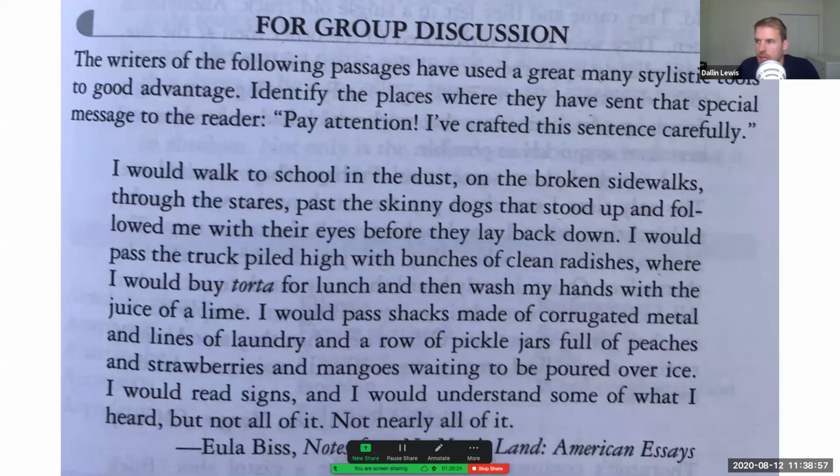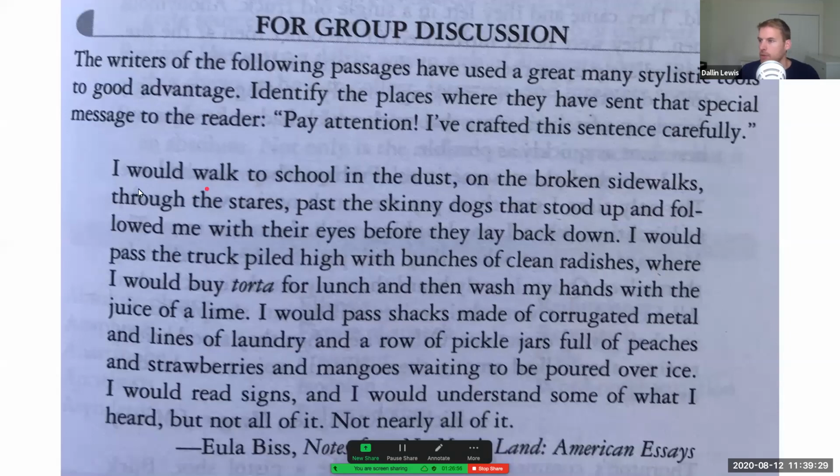I would walk to school in the dust, on the broken sidewalks, through the stairs, past the skinny dogs that stood up and followed me with their eyes before they lay back down. I would pass the truck piled high with bunches of clean radishes, where I would buy torta for lunch and then wash my hands with the juice of a lime. I would pass shacks made of corrugated metal and lines of laundry, and a row of pickle jars full of peaches and strawberries and mangoes waiting to be poured over ice. I would read signs, and I would understand some of what I heard, but not all of it, not nearly all of it.